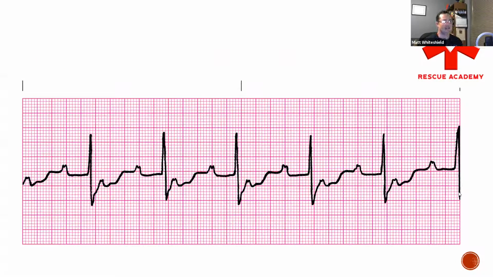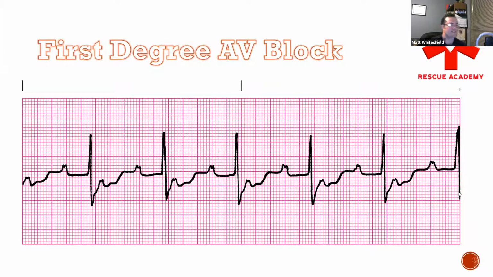What do we got here? Funky looking beat. I know some of you are trying to scream that there's depression in this. Remember, we're not looking at a 12 lead. What kind of block do you see? It is, good, first degree block. Because look at the PRI. The PRI is so delayed.